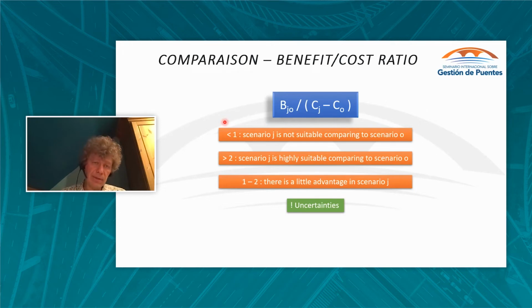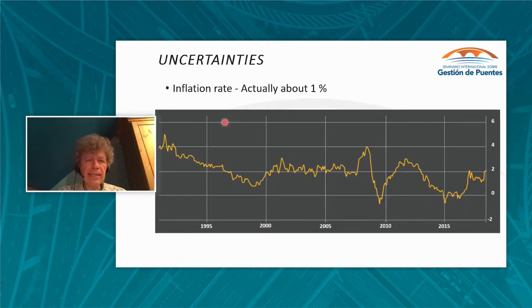And if the ratio is between 1 and 2, well, there is a little advantage in the scenario G, but we have to take into account the different kinds of uncertainties that exist in this process. Which are these uncertainties? The first uncertainty is the evolution of the inflation rate. During the calculation on an analysis period of 40 or 60 years, I will take one value of the inflation rate. Which kind of value will I use?